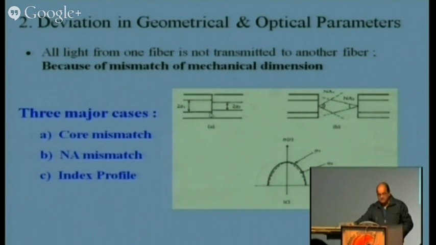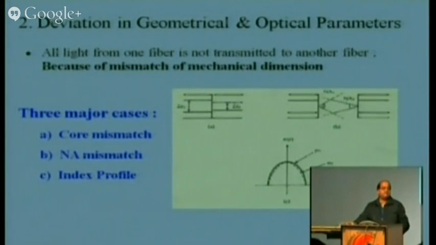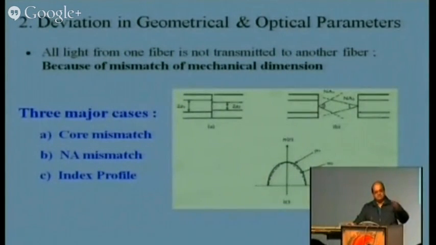The core of the fiber may not be the same. Similarly, if you are working with a graded index fiber, there may be a refractive index profile difference. I introduced one alpha parameter. The refractive index of a graded index fiber is related to n1 into (1 minus (r over a) to the power alpha). So alpha is the profile parameter. For parabolic fiber, alpha is 2. For triangular fiber, alpha is 1. For step index fiber, alpha is large. So there may be mismatch.